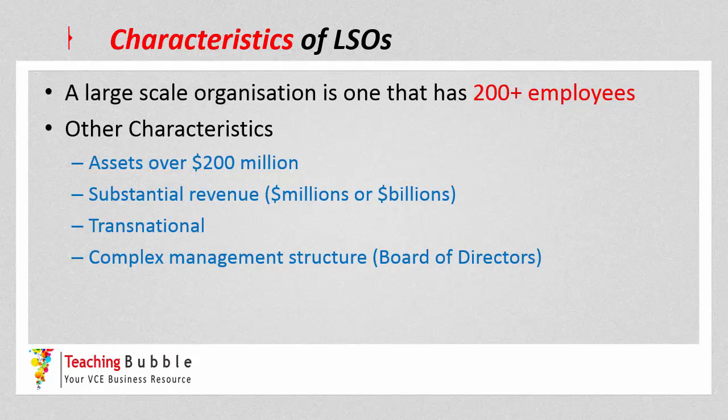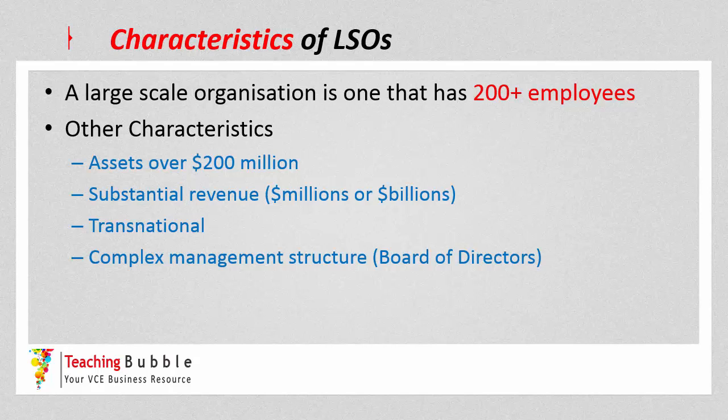But there are some other characteristics that they have, and we'll go through those. Assets of $200 million or more, substantial revenue or substantial income, or you could even say that they have revenue or income in the millions of dollars or billions of dollars. They're transnational or have multiple locations, which means that they can operate in Australia and overseas. And there's complex management. They often have a complex management structure and are run by a board of directors.